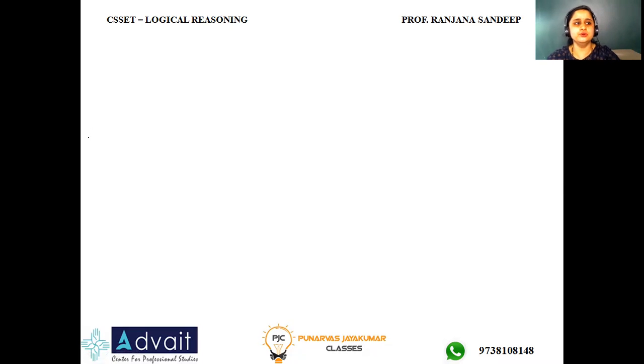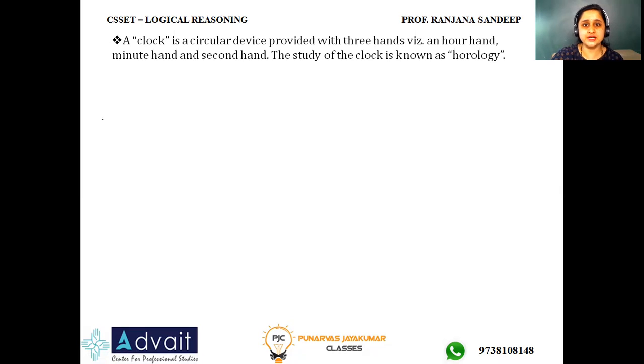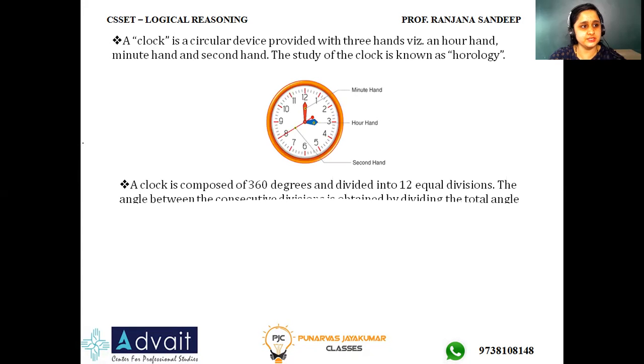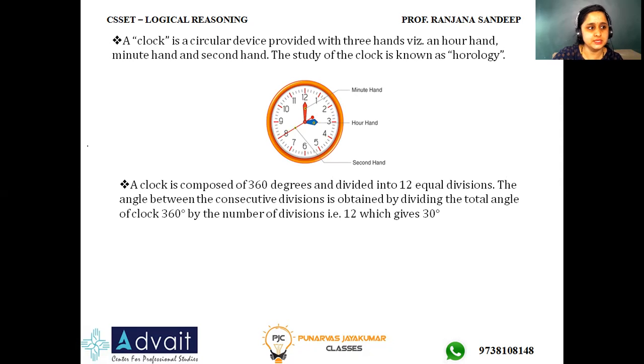As you already know, a clock is a circular device used to measure time, and it consists of three hands, that is hour hand, minute hand, and a second hand. In this segment, we are only concentrating on hour hand and minute hand. The study of the clock is known as horology. This is the basic structure of a clock.